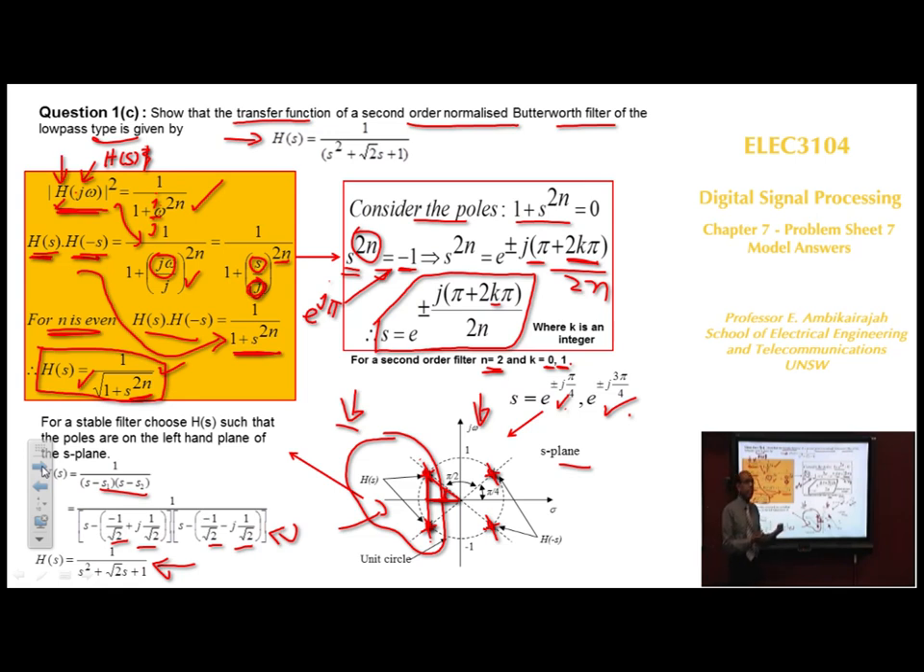So this is an even number. If it's an odd number, you will have a minus here, and then you can redo the calculation again. So depending on odd or even, you're going to choose the appropriate transfer function H(s). Again, it's explained in the notes, you could have a quick look at that.